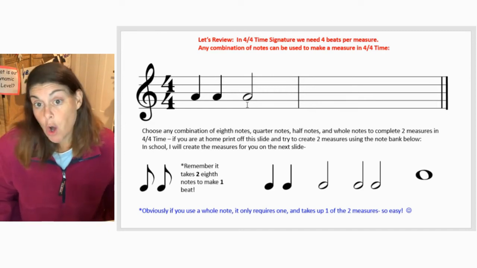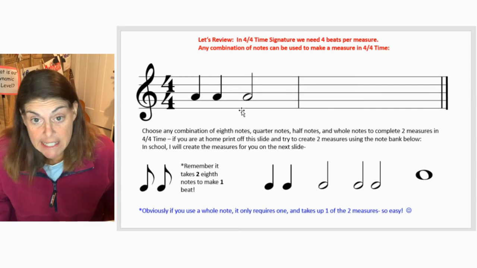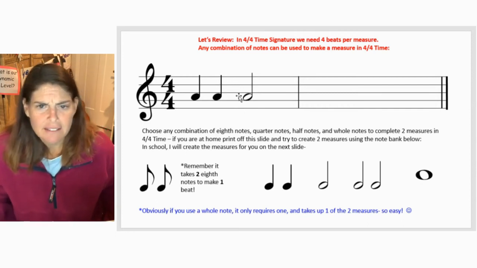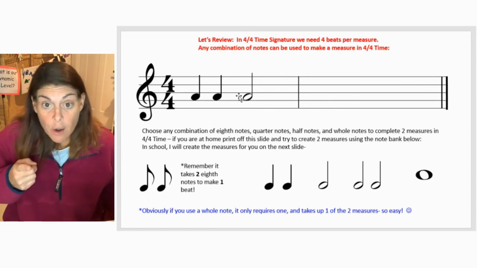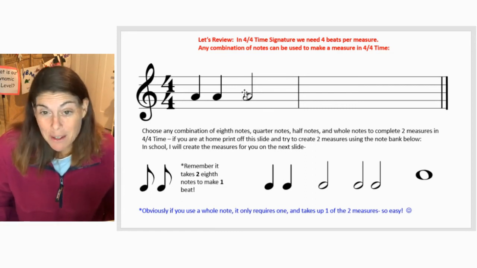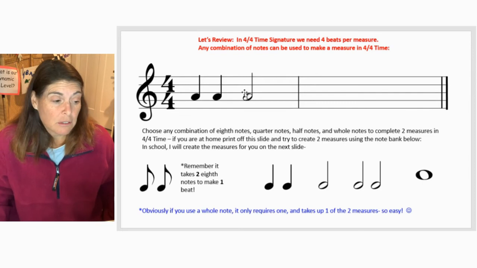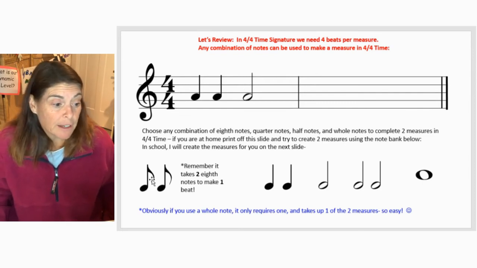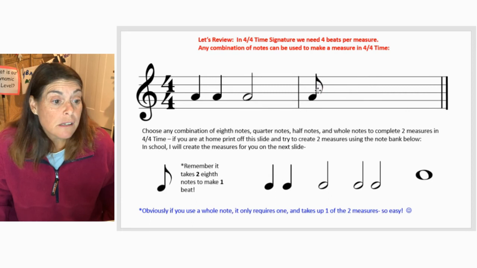I could use the whole note and that would make it super easy. Who wants to do an easy one? Not me. You can at home. But today we're going to make it a little more difficult. So I'm going to go for the ti-tis. So here we go. We're going to go ti, ti.